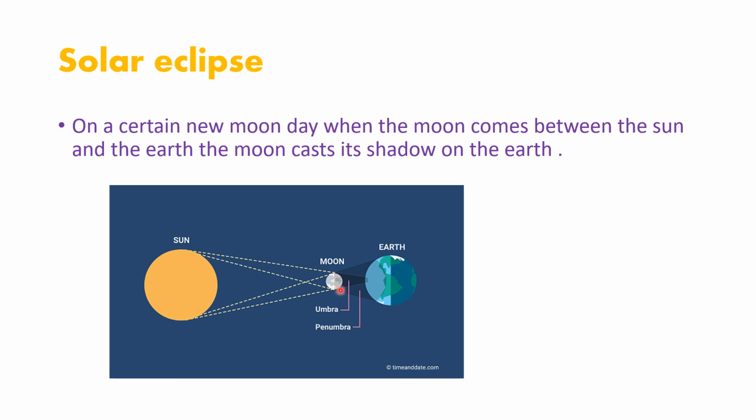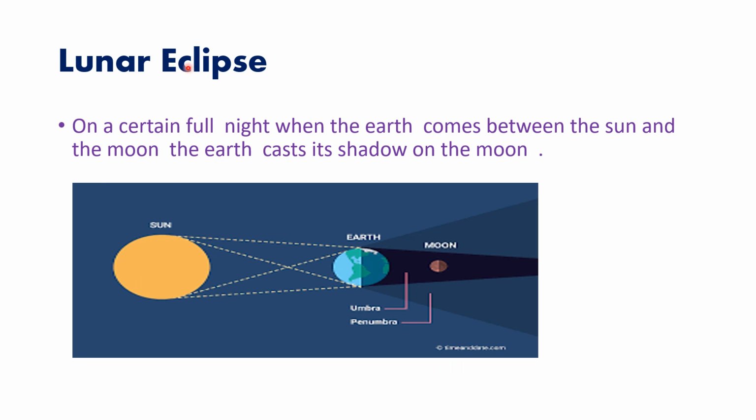So the shadow of the moon will fall on the earth. This is called a solar eclipse. When does the solar eclipse occur? It occurs on a new moon day when the moon comes between the sun and the earth. The moon casts its shadow on the earth. So here you can see a small patch. This is the shadow of the moon on the earth. This is called a solar eclipse. If I show you the diagram, you have to identify which eclipse this is, whether it is a solar eclipse or a lunar eclipse.